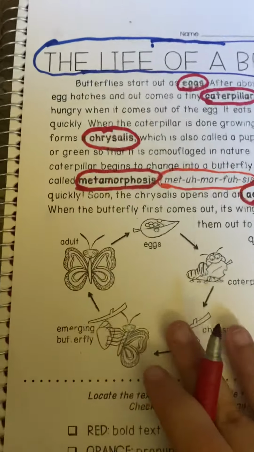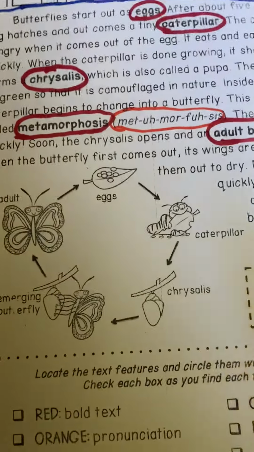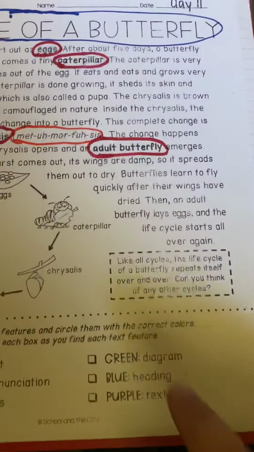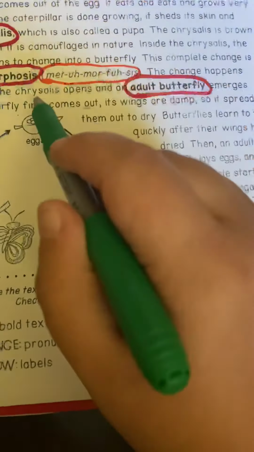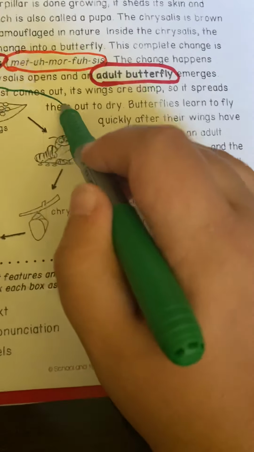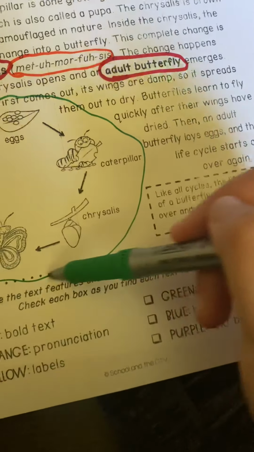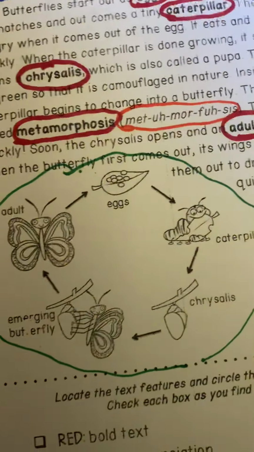So this is a picture of the life cycle of a butterfly. This is actually a diagram, and it says a diagram is going to be green. So I'm going to take my green and I'm going to circle it. So let's take a look.